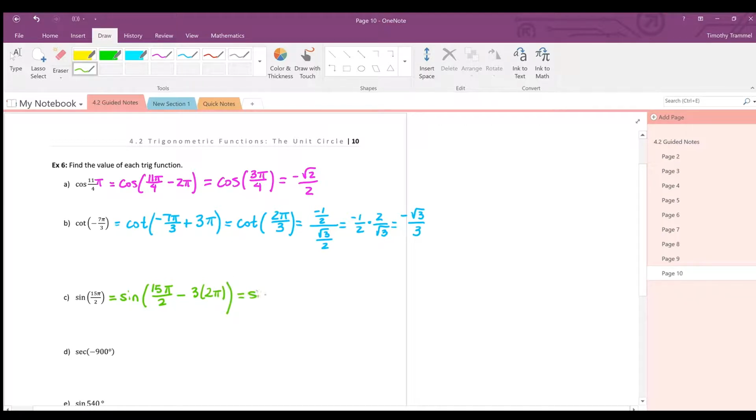we get sine of 15 pi over 2 minus 6 pi, which if we got a common denominator would be 12 pi over 2. And so we get sine of 3 pi over 2. And I think you can remember what this one is without going to your unit circle. 3 pi over 2 was the negative y-axis. And where the negative y-axis intersects the unit circle, the y value there is minus 1. Okay? So this is equal to minus 1.